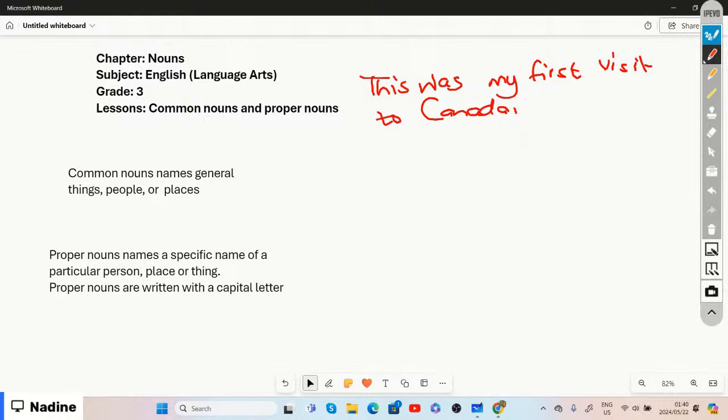So if we were to identify our proper noun within that sentence, Canada is a proper noun because it is a name of a place or name of a country or name of a state, right? That is Canada. So well done. Canada is correct.